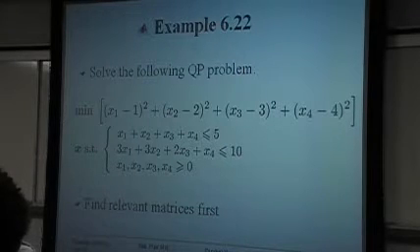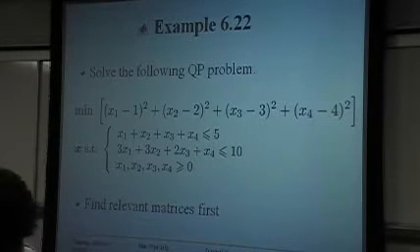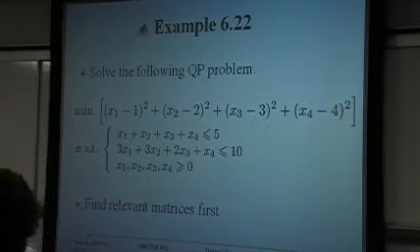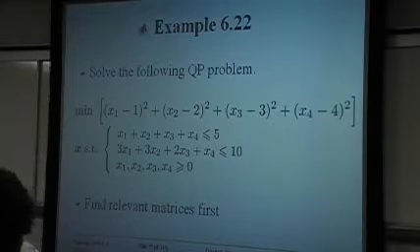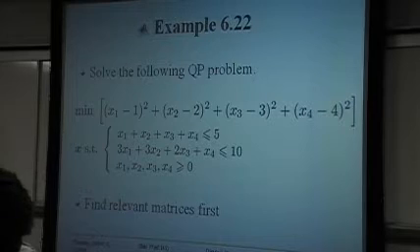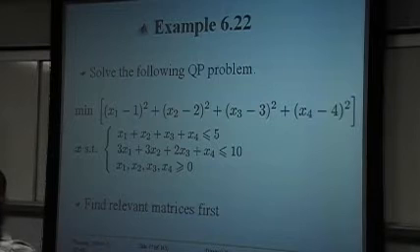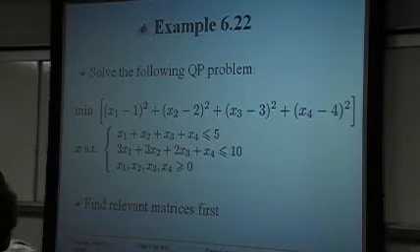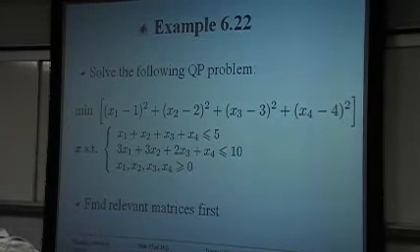x1 squared, x2 squared, x3 squared, x4 squared, minus 2 times x1, 4 times x2, 6 times x3, 8 times x4, and then we have 1, 4, 9, 16. We can easily find the f vector from it, that's no problem.